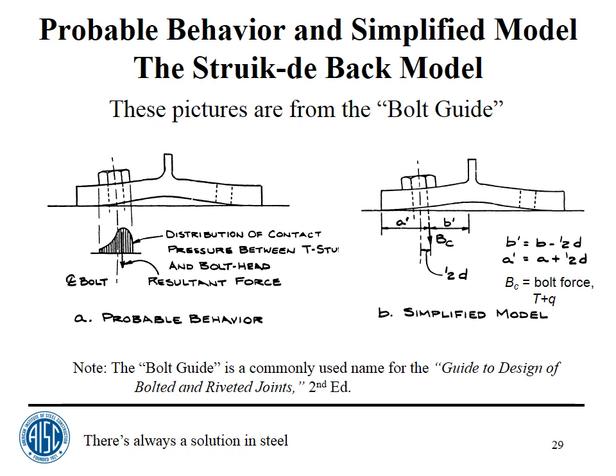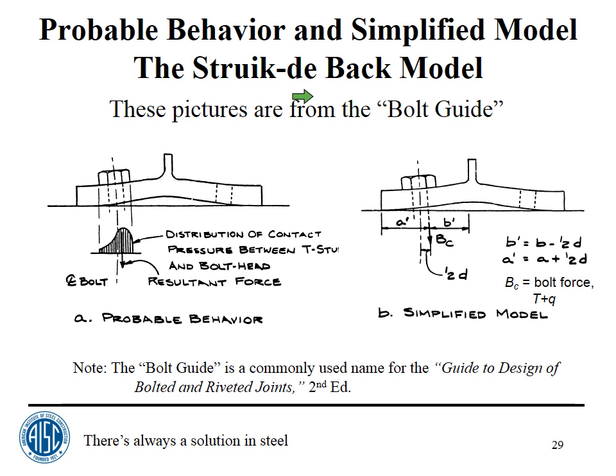So, what's the probable behavior and simplified model that we use for prying action? It's the Struik-de-Bach model. Struik was one of the three authors of the design guide. It was Kulak, Fisher, and Struik. He's the third author. I think he was a graduate student for a while at Lehigh in the late 70s or the mid 70s, because the book was published in 74. This model, Struik-de-Bach, really was developed in 1969 in the Netherlands at Delft University.